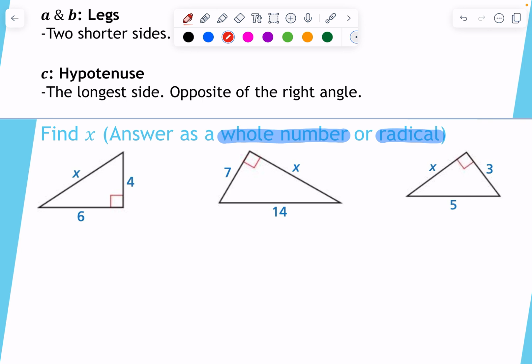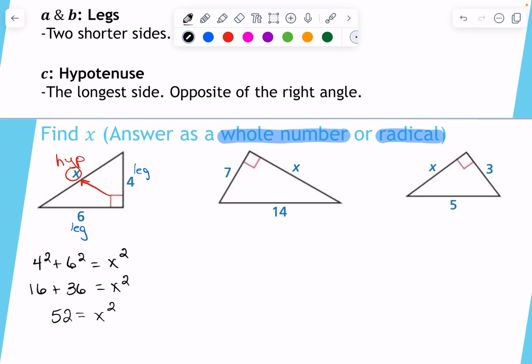All right, so we start off by saying, okay, what am I given and what do I need to find? Well, here is my x. Notice it is directly opposite of the right angle. So this is the hypotenuse, which makes this a leg and this a leg. To put this into our formula, we go 4 squared plus 6 squared equals x squared. So 4 squared is 16, 6 squared is 36, and that gives us x squared. Add those together: 16 plus 36 is 52.